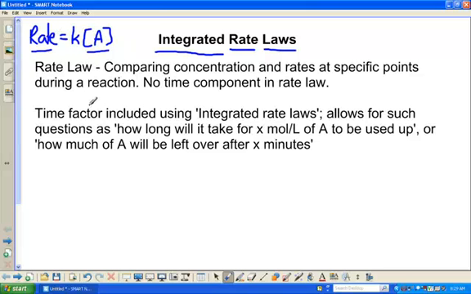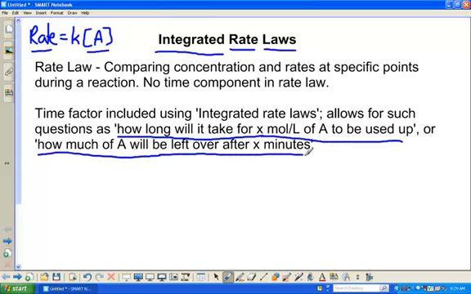And so the question then is, well, what if I do want to include time in my study? What if I want to ask a question such as, how long will it take for X moles per liter of A, whatever A is, to be used up? Or what if I want to ask, how much of my reactant, how much of A, will be left over after so many minutes? So that's one thing you can't ask with the rate law.